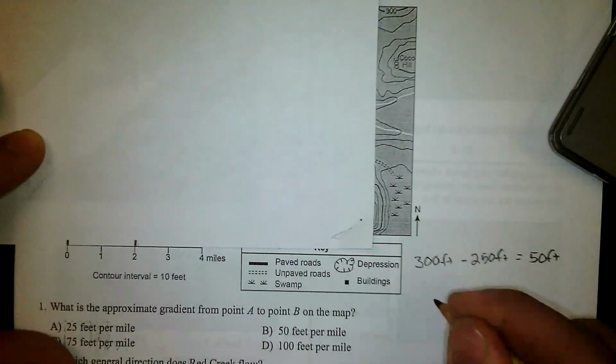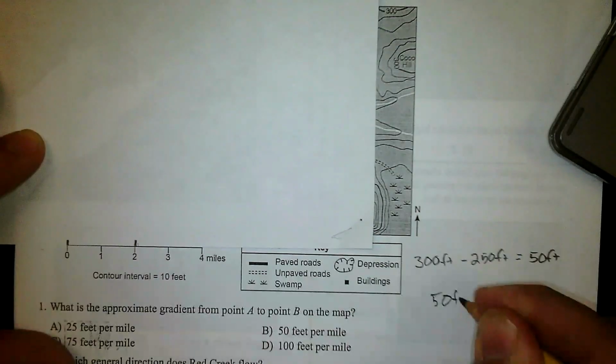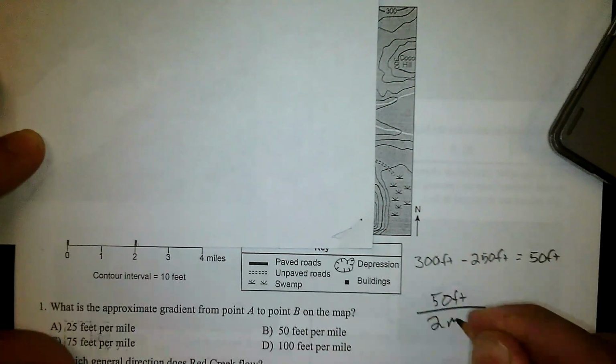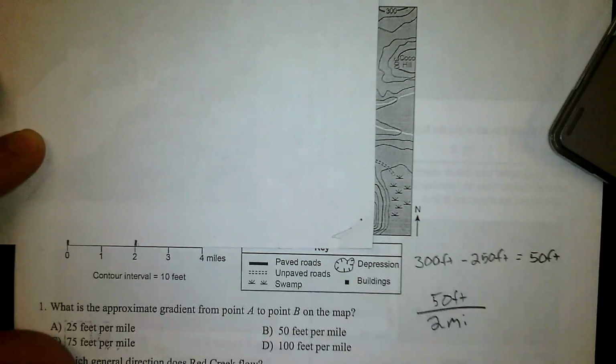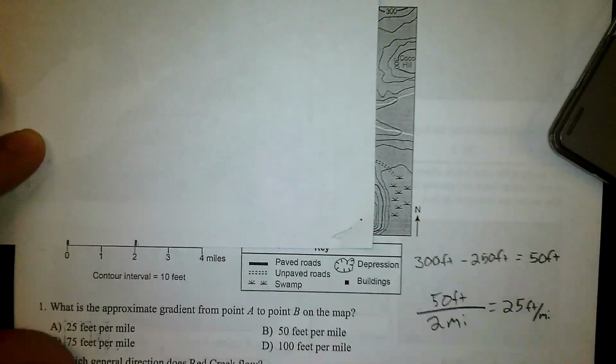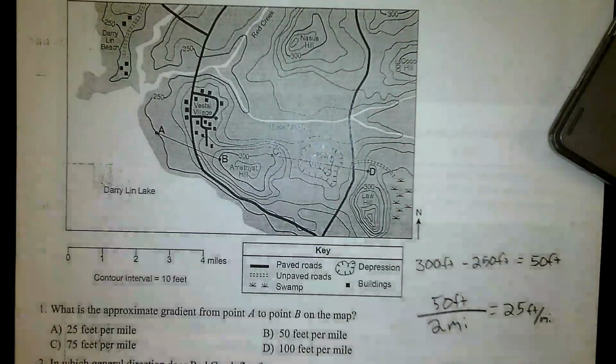So now 50 feet is my change in field value, divided by 2 miles if I look at my units. So 50 divided by 2 is going to be 25, and my units are going to be feet per mile. And that's it for gradient.